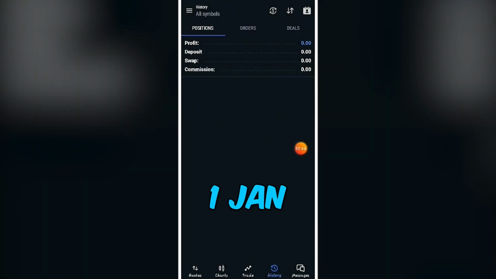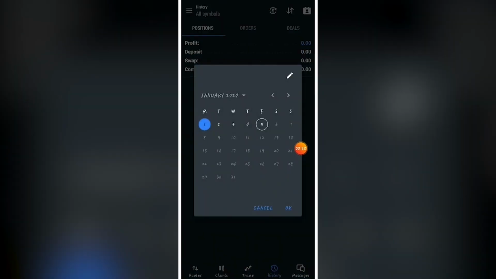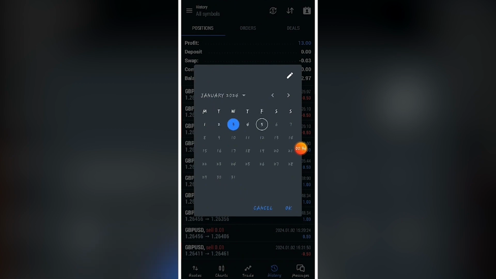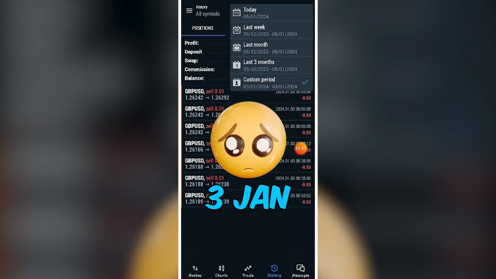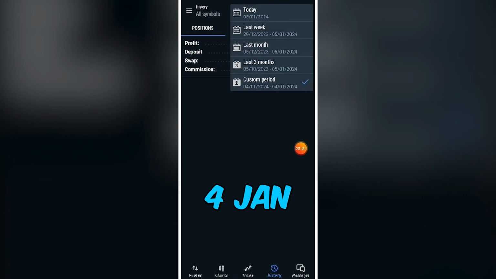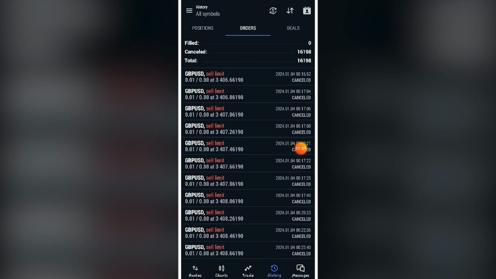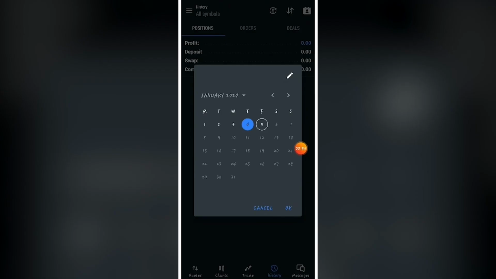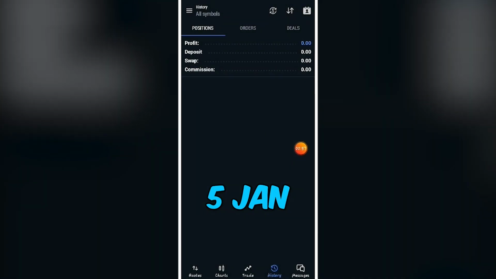Let me just check for fast. Yeah, we don't have any. So on 2nd, we made $13. On that, we lost money on that. On 4th, no trades were taken. However, you can see that we did have sell limit orders, as you'll see in the explanation. And then today, nothing yet.